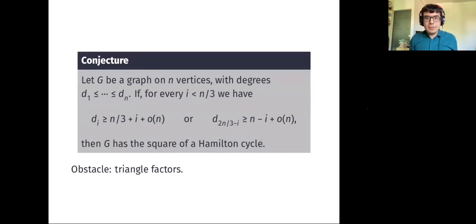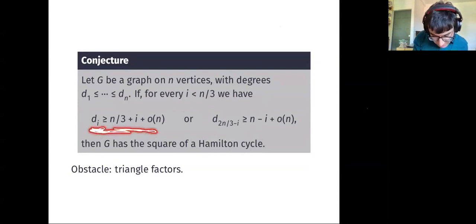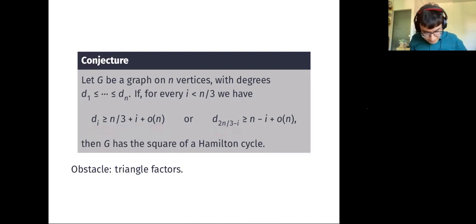We believe this could be true, that if you have a graph on n vertices and your degree sequence does something like this. So this is a condition on the ith vertex, which is actually the same one for the Posa-type condition for clique factors. And if you fail to satisfy this at the ith vertex, maybe you have this condition at the vertex 2n/3 minus i. If you have this condition, maybe you have this square of Hamilton cycle.